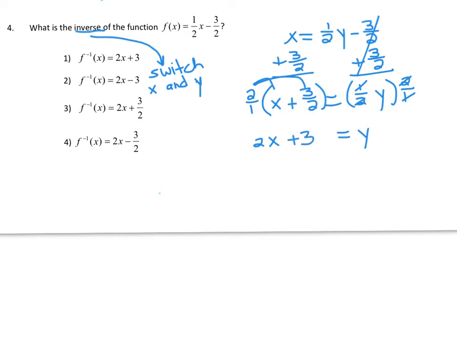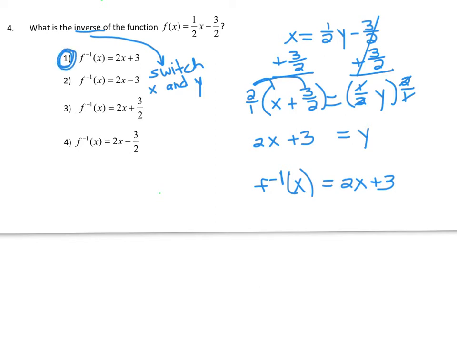Okay, and then what you do in the end is you take this y and you switch it back to, we're going to write f inverse of x. I'm going to actually bring it to the left-hand side of the equation. So here's my symbol for f inverse of x. And then I'm just going to take the 2x plus 3 and bring it down. Okay, and we can see that that matches up with answer choice 1.